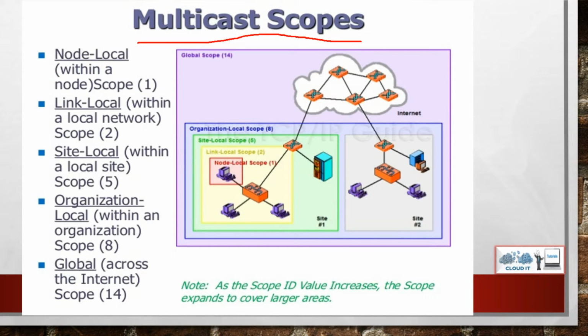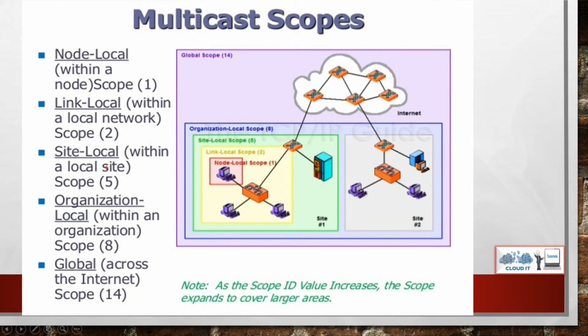Let's discuss multicast scopes. Node local means the address whose scope is within a single node only, that is within a single device only. Next is link local. As we have discussed before, its scope is within the local network only. It can work within a single network only, but it cannot cross the router. Here we have the router.